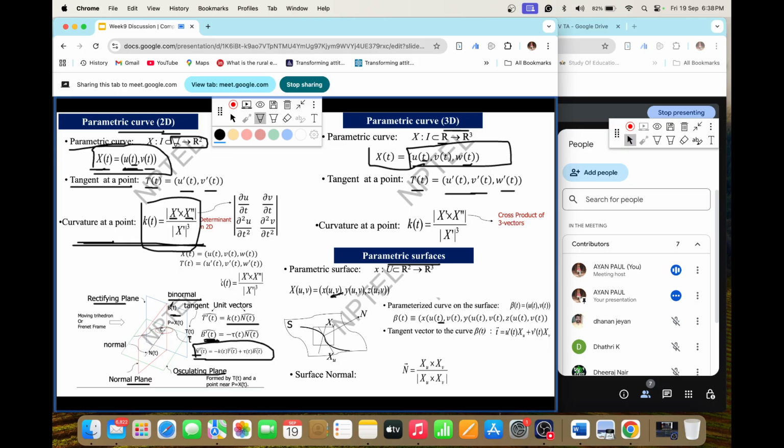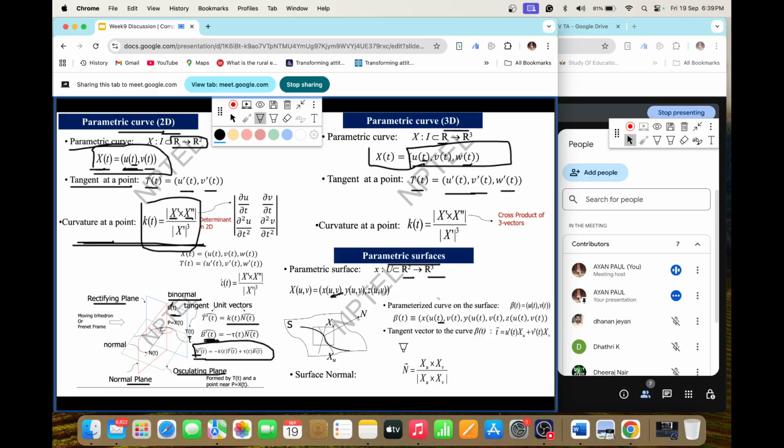Earlier we were using R2 to R3, or rather R to R cube. That means one parameter to 3 points. Here it is R2 to R3, that means two parameters u, v to 3 points or 3 coordinates. So that is the parametric surface.